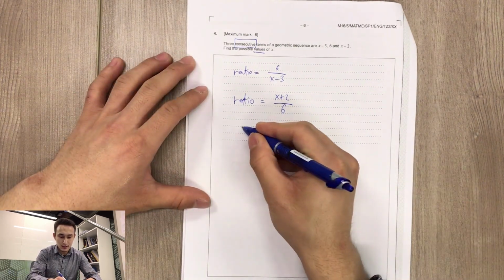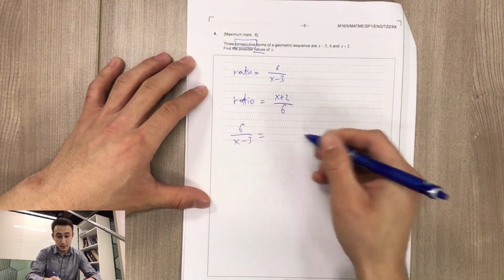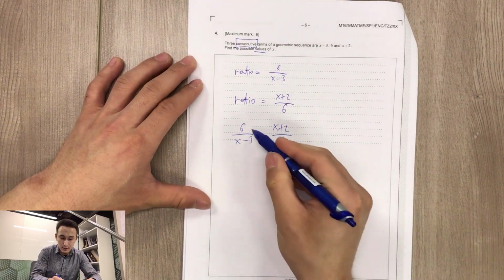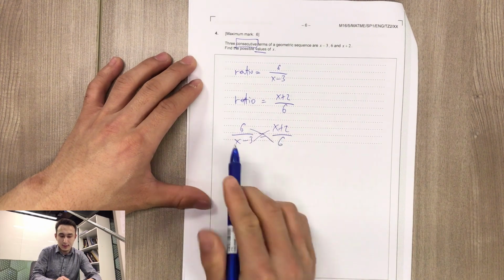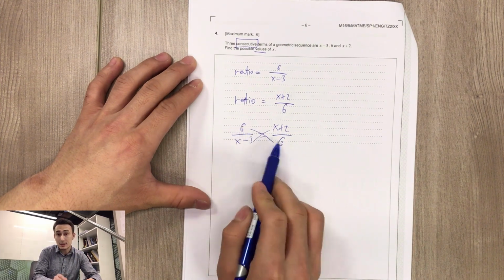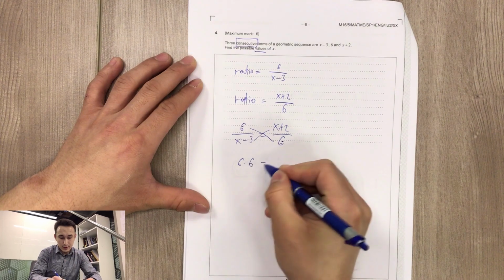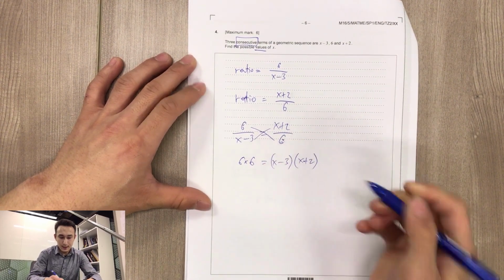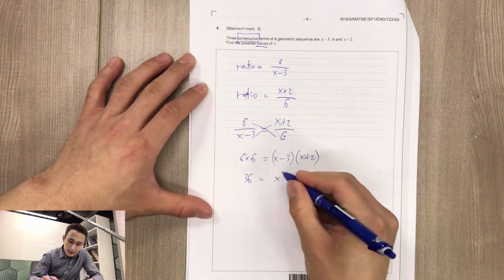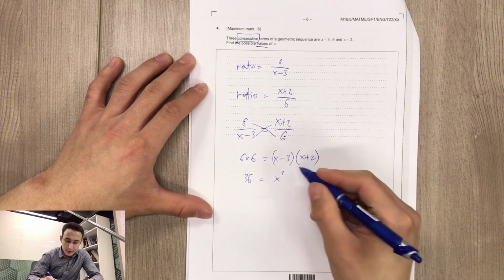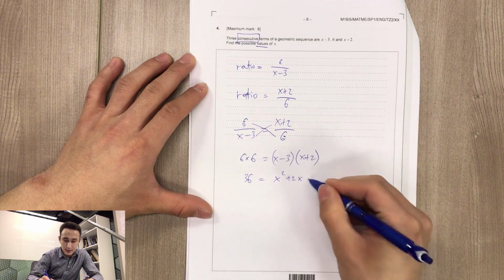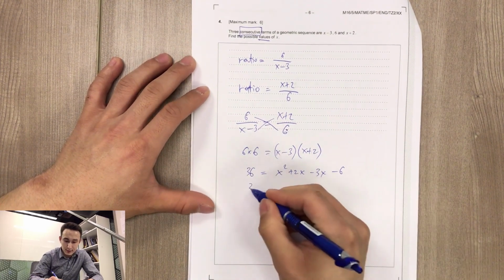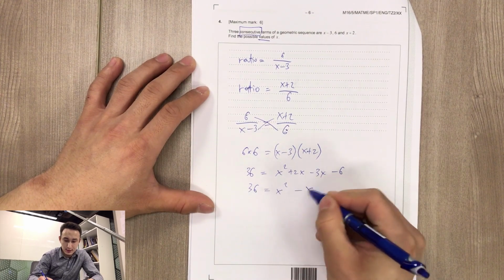What this means is 6 over x minus 3 is equal to x plus 2 over 6. Okay, from here we're going to do the so-called cross multiplication. Multiply the opposite elements. So 6 times 6 will be equal to x minus 3 multiplied with the opposite one, which is x plus 2. So 36 is equal to x squared, and then x times positive 2 is plus 2x, minus 3 times x is minus 3x, minus 3 times plus 2 is minus 6, okay? So 36 is equal to x squared minus x minus 6.